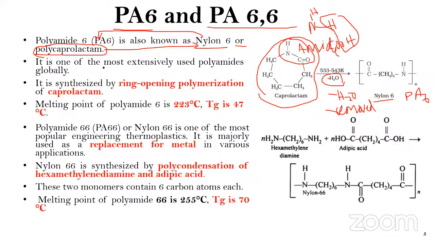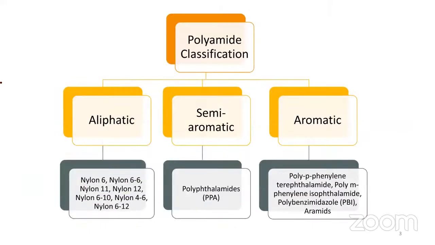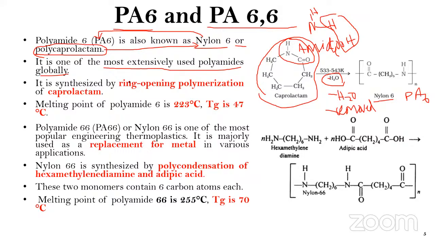And it is one of the most extensively used polyamides globally. This polycaprolactam, or polyamide 6 or nylon 6, has a huge demand in the market, and it is the most used polyamide among polyamide 6, 6,12, and the many we have seen just now. And it is synthesized by ring opening polymerization, because the monomer is in the form of a ring, and they open it and start the reaction. That is known as the ring opening polymerization of caprolactam.